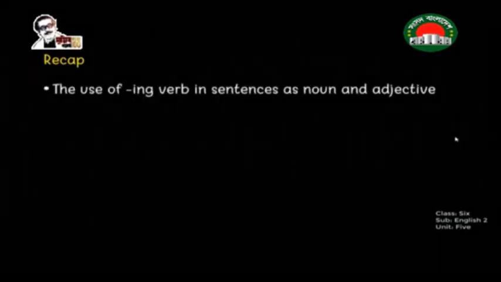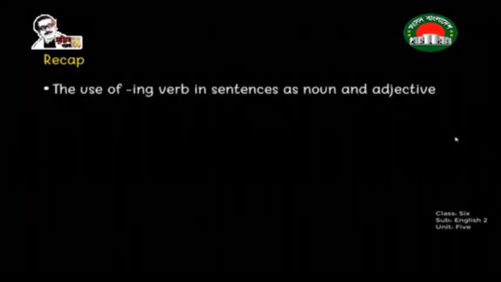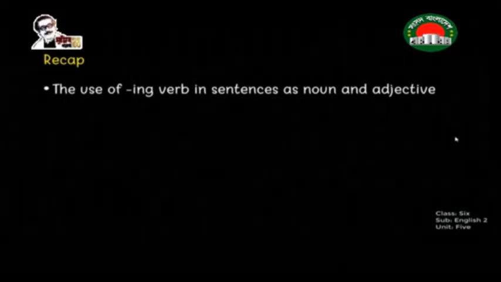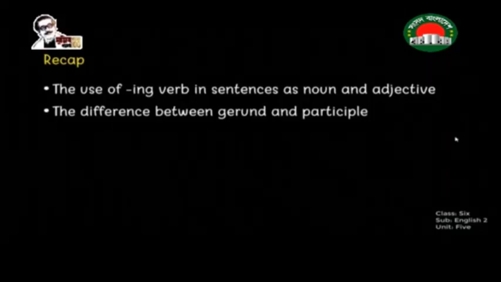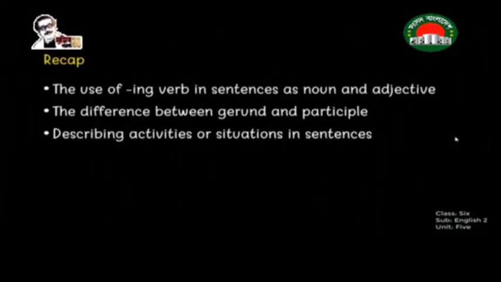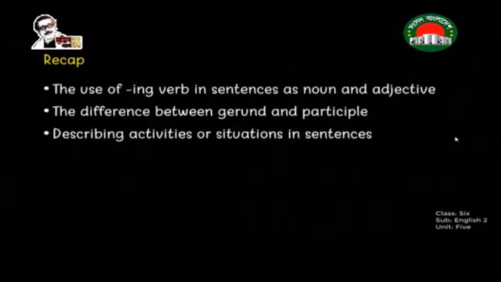So let's recap what we have learned so far. We have learned the use of ing verbs in sentences as noun and adjective. We have learned the difference between gerund and participle, that means present participle. And we have learned about describing activities and situations in sentences.